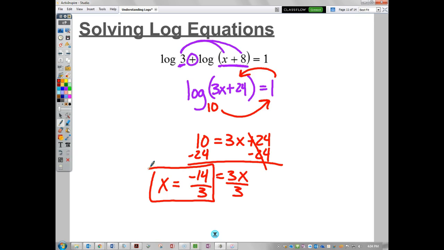Now, negative 14 thirds. Is that going to cause a problem if we plug this in? Now, negative 14 thirds is about negative 4.7. If you plug negative 4.7 in for this x and add it to 8, you will get a positive number, and you can take the log of a positive. So this is a good answer.